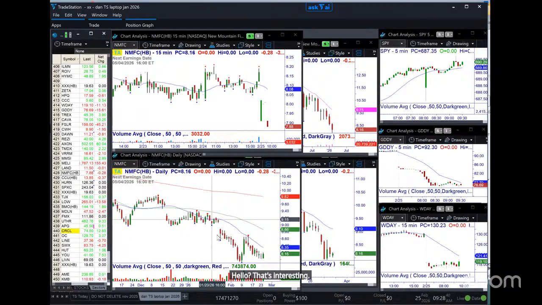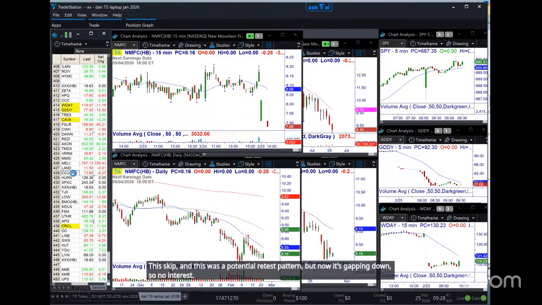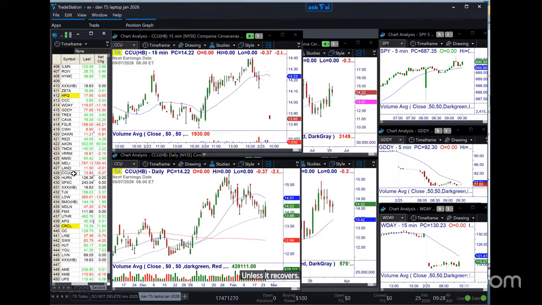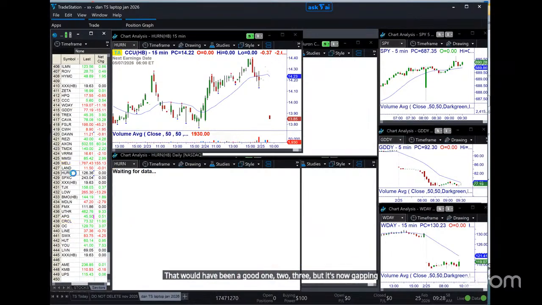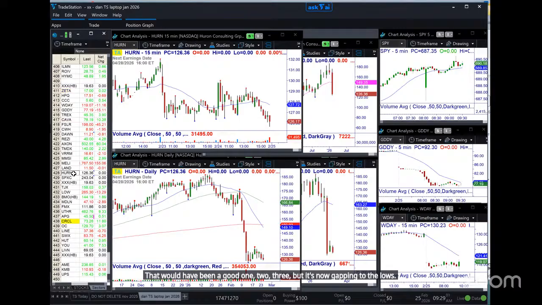This gap, and this was a potential retest pattern, but now it's gapping down, so no interest unless it recovers. I'm going fast here to finish. That would have been a good 1, 2, 3, but it's now gapping to the lows. That's a potential retest, but zero turn right now. So I don't know. Just got to keep monitoring it.